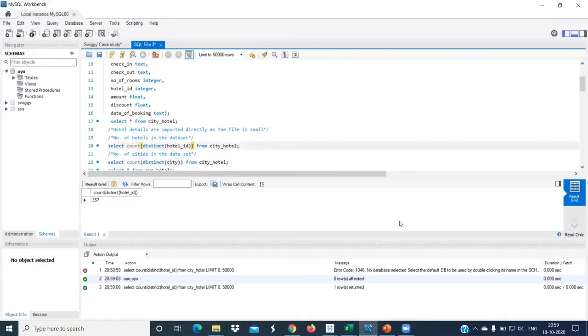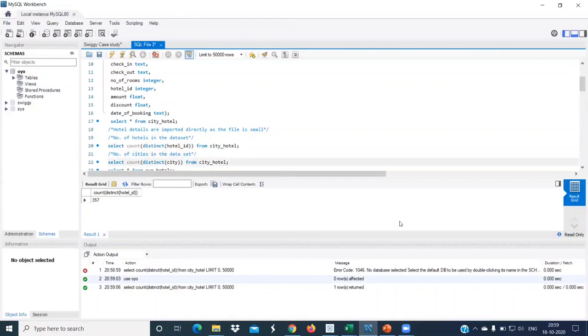So the word distinct here is extremely important, because if distinct is not there, the same hotel ID may be repeated 15 times, 20 times, or many more times. So we cannot say hotel ID 357 as 20 hotels. We cannot count hotel ID 10 as 10 hotels if it has occurred 10 times in a data set.